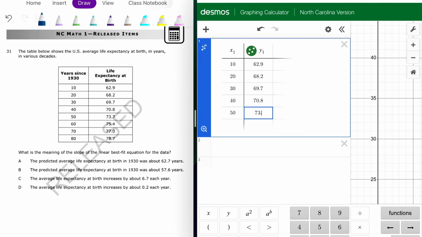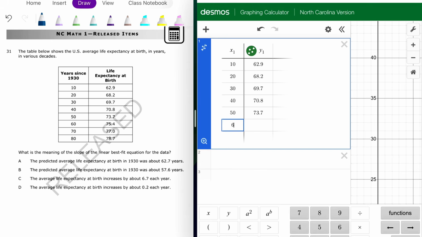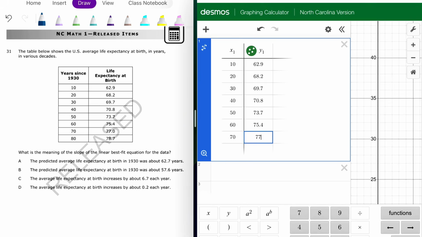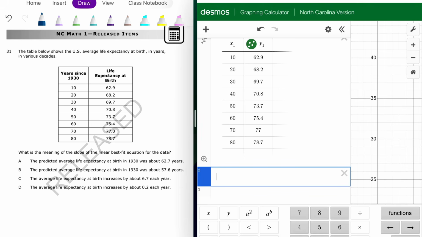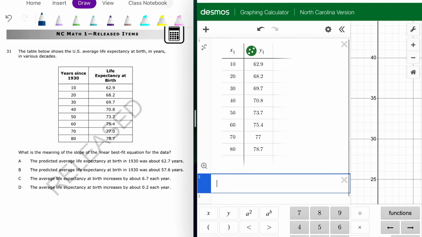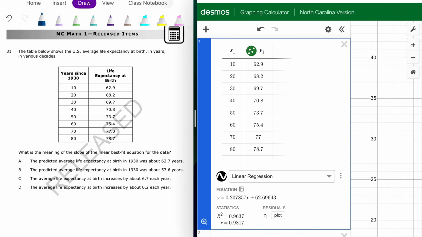Okay, 73.7 and 60, and I'm being fast, so hopefully I don't mess up. If I do, leave it in the comments below and I'll apologize. All right, so I'm here, got my stuff in a table. Normally I would be more careful reading back over them, but we have problems to solve. So I get my equation, and I get the equation as y equals 0.2-ish x plus 62.7-ish.